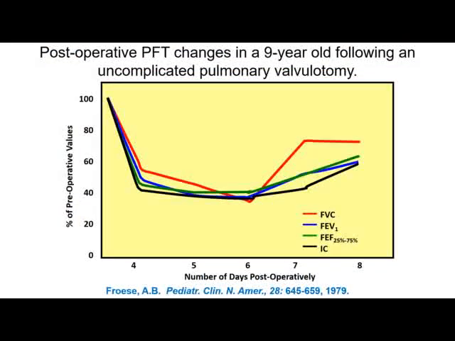This is an example of post-op PFT changes in a 9-year-old following an uncomplicated pulmonary valvulotomy. This is obviously thoracic surgery, and this was before they could be done non-invasively. You can see that for all of these parameters, forced vital capacity, FEV1, FEF25-75, and inspiratory capacity, there was a pretty dramatic fall to about 40% of the initial value by the fourth postoperative day. It stayed down to about the sixth postoperative day, and then there started to be some recovery up into a week, but it's still considerably lower than the preoperative values.